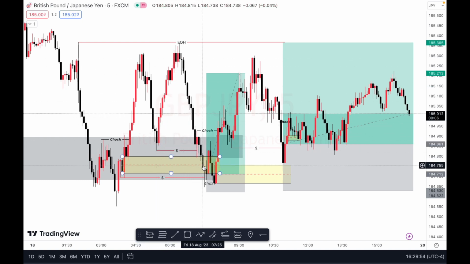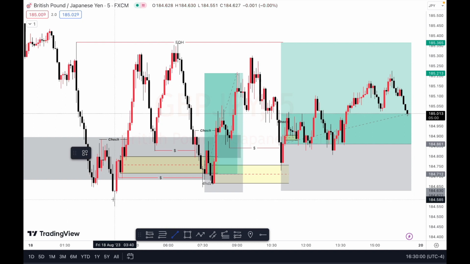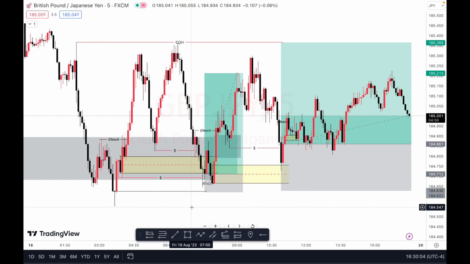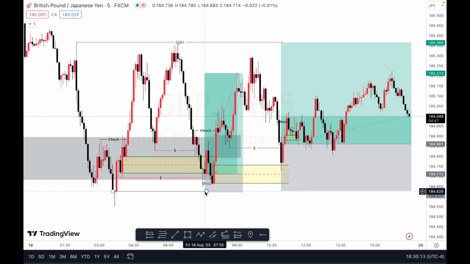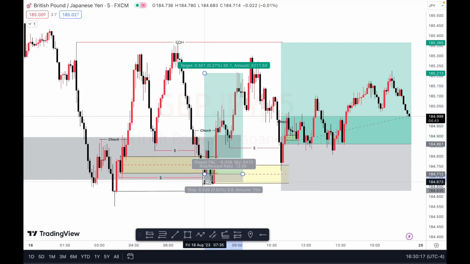Now we come back down into my zone right here. My stop loss was below this low right here. This is my stop loss. Like I said, I always try to find where I think price will not go. I always try to find, if I'm wrong, where would I be wrong? If I have my stop loss here, I'm not wrong.